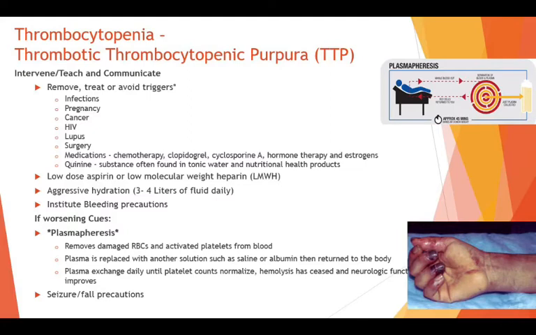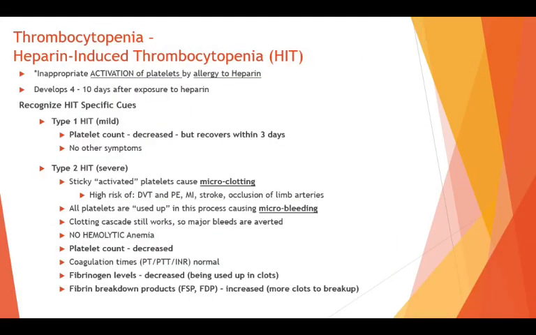But this is a very invasive procedure, plasmapheresis, and it is saved for worsening cues. So if you are having small microclots, microbleeds, they will treat those with aspirin, heparin, and aggressive hydration. If you are having large, extensive bleeding or having signs of organ failure, then they will do plasmapheresis, which is a highly invasive procedure where they're just exchanging out all those activated platelets until they can get the trigger under control and stop this whole process from happening. So plasmapheresis for worsening cues.